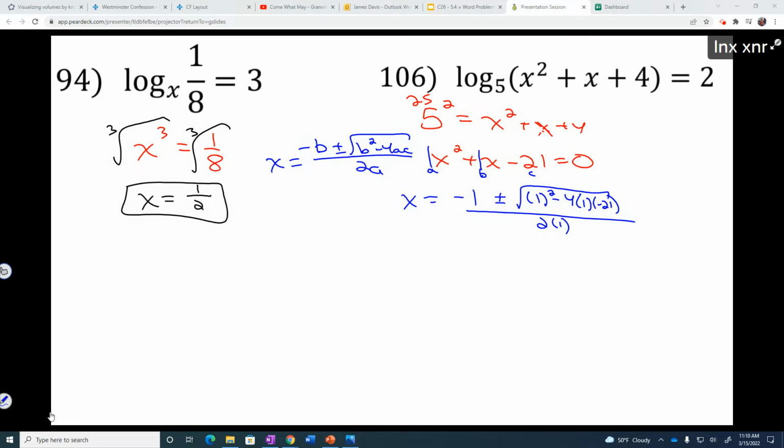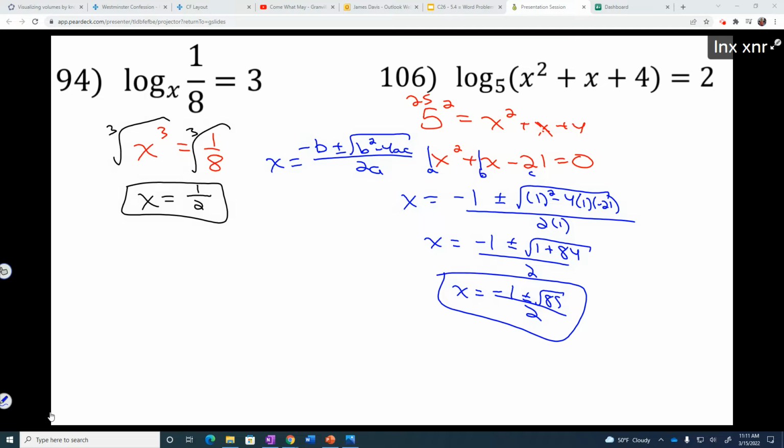So that's plugging it in. We then end up with x equals negative 1 plus or minus the square root of 1 minus this. When you multiply it becomes actually a plus because it's 2 negatives. 84 over 2. And then we just get negative 1 plus or minus the square root of 85. It's okay to just leave it there for now. You can make this decimals if you want to. I don't think there's any perfect squares inside of 85 either.